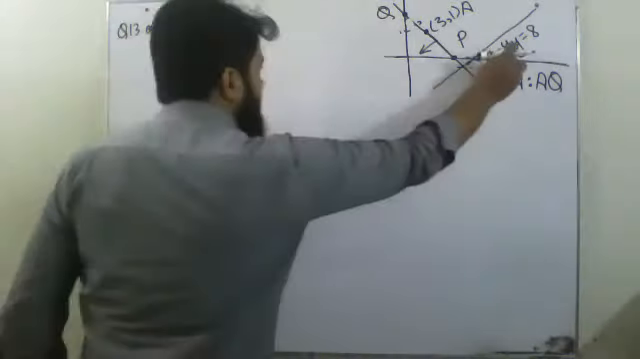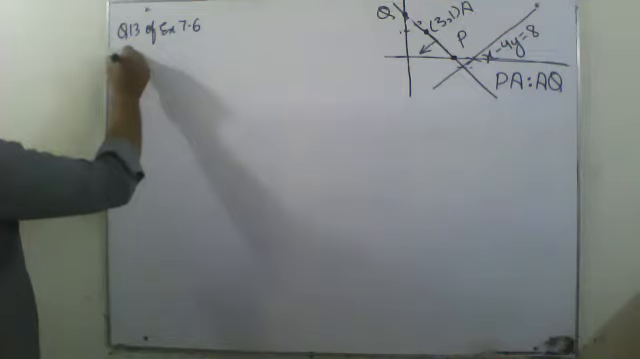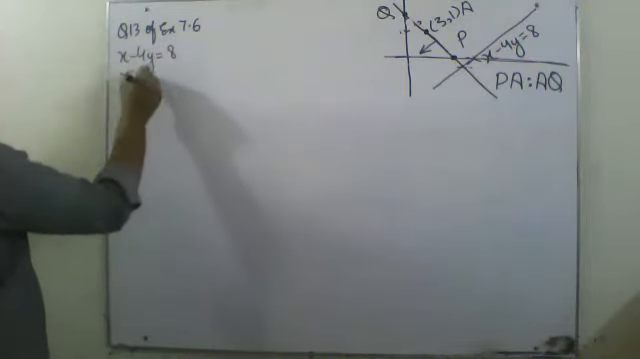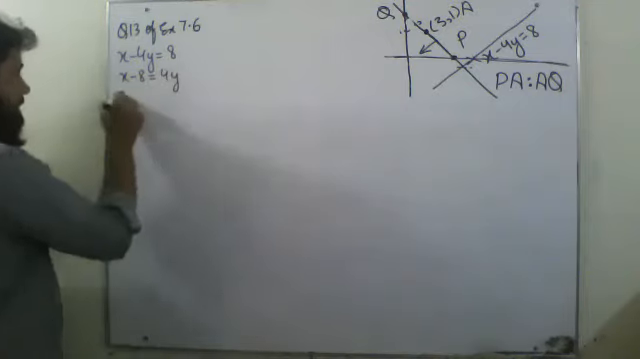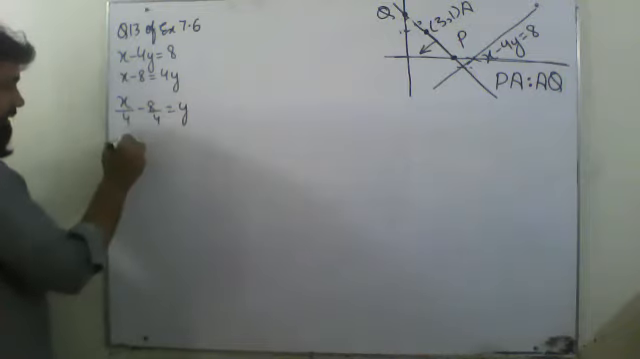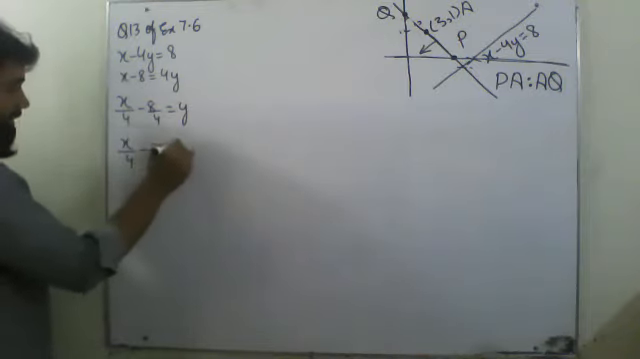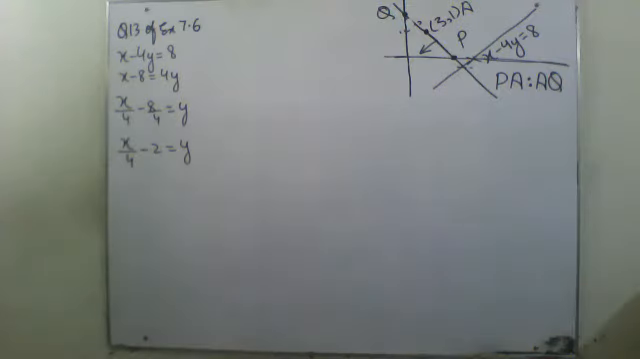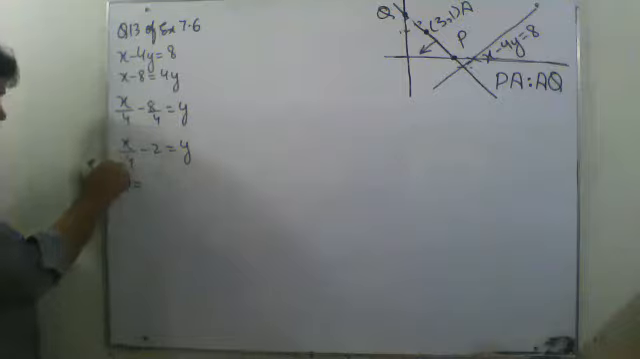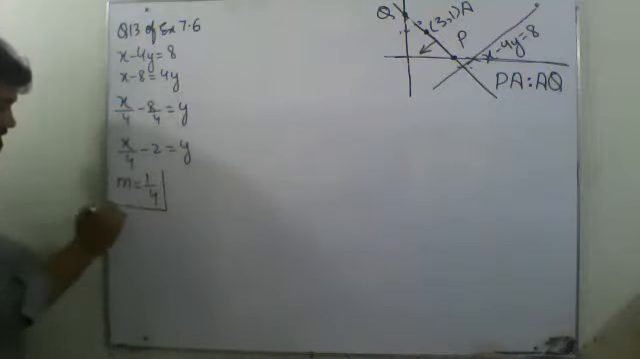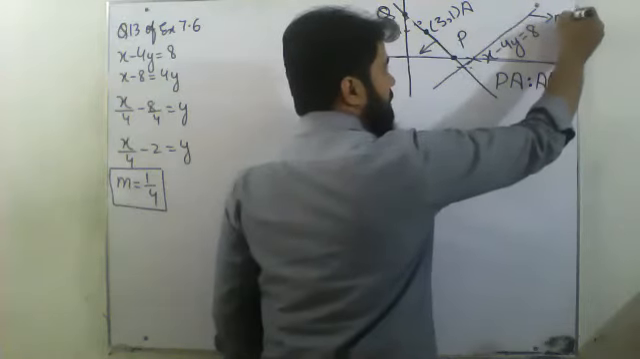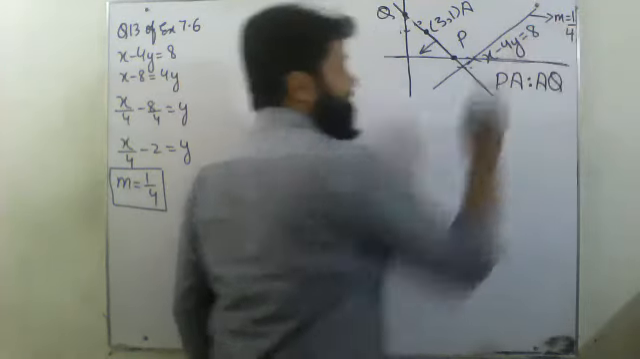Okay, so starting with this one, x minus 4y equals 8. y should be the subject. x minus 8 equals 4y. x over 4 minus 8 over 4 equals y. x over 4 minus 2 equals y. Okay, so what will be the gradient? The gradient will be 1 over 4. Of which line? Of this line. The gradient is coming 1 over 4.